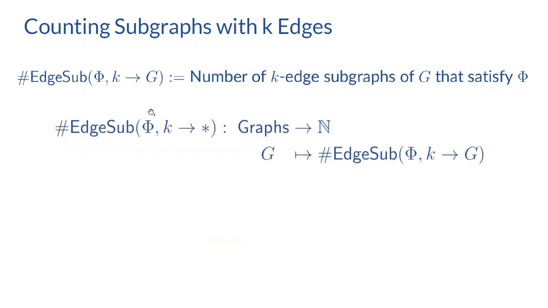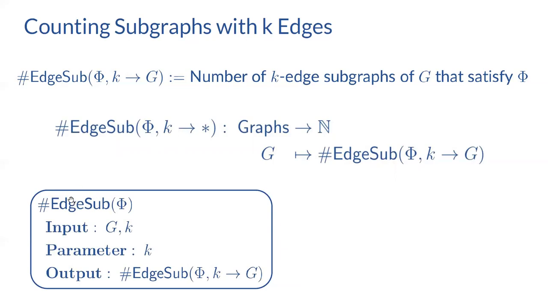We will use the following notation for functions in this talk. So I will substitute the graph G by this star here to say that this here is a function that expects as input a graph G and then outputs the number of k-edge subgraphs of G that satisfy phi.